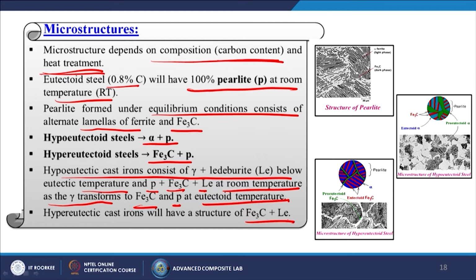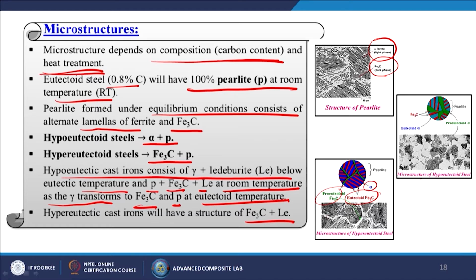So, from this you can understand the structure of the pearlite, where we can find the Fe3C in the dark phases and alpha ferrite in the light phases. When we look at the optical microscope image of the pearlite, you can see the hypoeutectoid Fe3C which is green in color, the eutectoid Fe3C in red, and the alpha phase in blue.